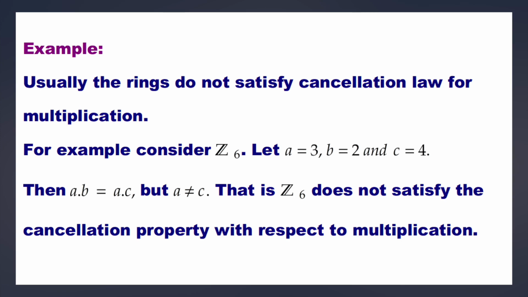Here, a is equal to 3, b is equal to 2, and c equals 4. Then a times b equals a times c, but b is not equal to c, because if the cancellation law held, 2 multiplication modulo 6 with 3 equals 4 multiplication modulo 6 with 3 would imply 2 is equal to 4, which we know very well to be not true. Therefore, Z6 does not satisfy the cancellation property with respect to multiplication. Once again, here we recall the relation of cancellation and integral domain.